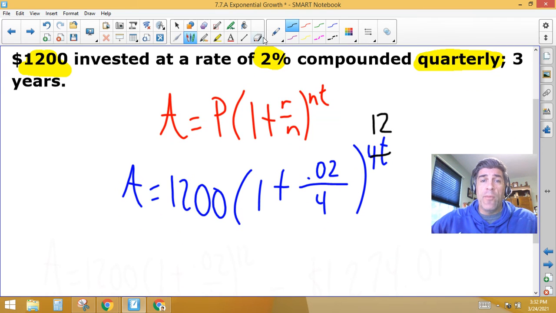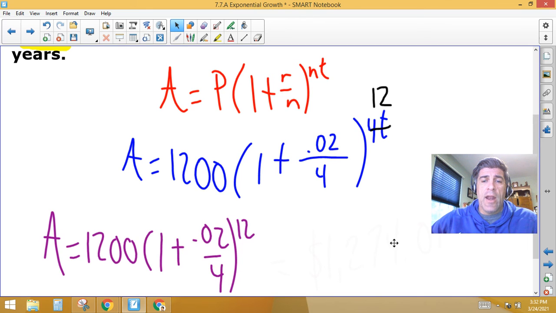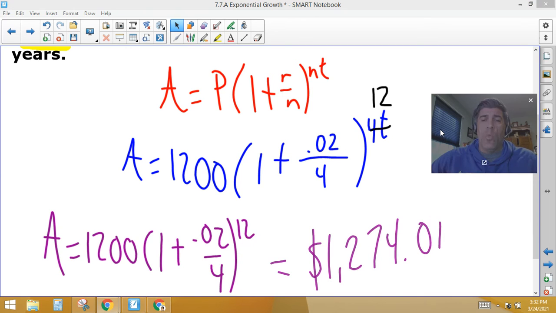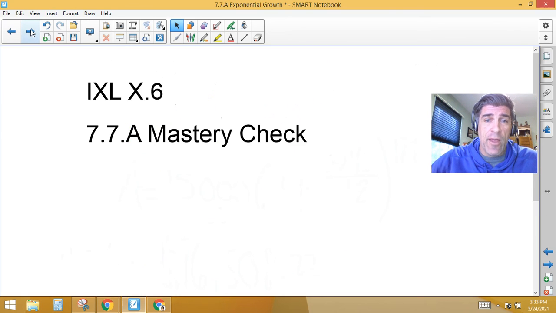And what I'm going to do now is just carefully enter that into the calculator. Here it is, the formula here. And I get about $1,274.01. That is one example. I'm going to do another video with more examples if you want to go into more detail with this. But for now, do that one, do that one. For now, if you feel good, you can try out the IXL X6 and your mastery check.